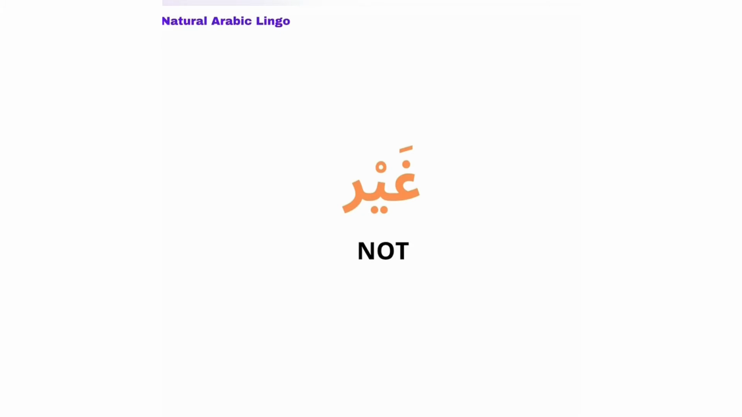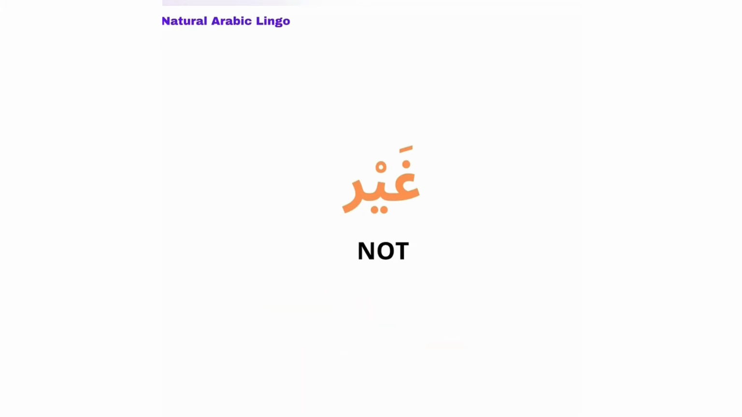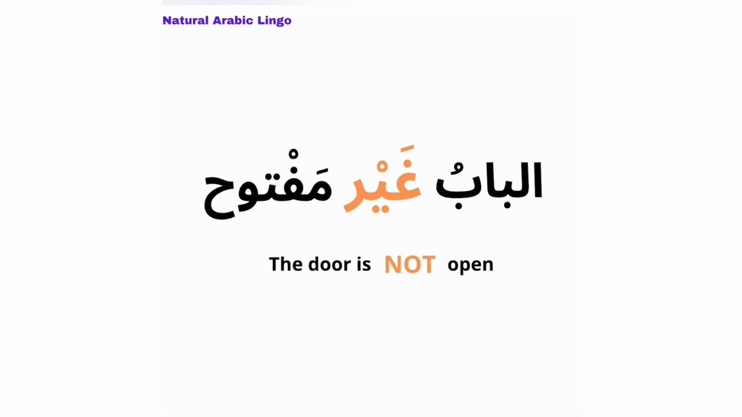The third tool is غير. غير comes before adjectives and nouns. It doesn't come before verbs. Sometimes when you translate something from English to Arabic or Arabic to English, غير can be translated as but. Let's take example. الباب غير مفتوح. Here غير came before adjective.